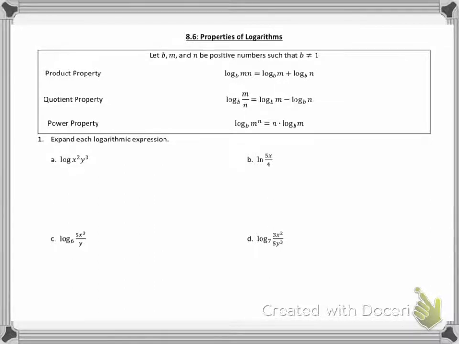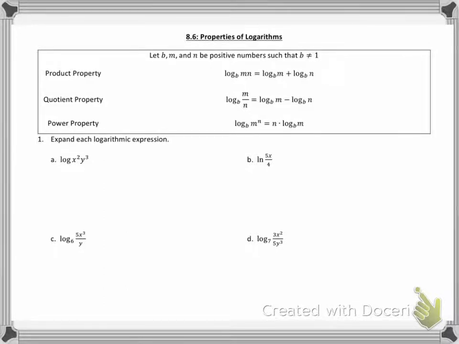So we're going to look at today how to take a logarithmic expression that has variables and figure out how to not only break them apart and expand them, but also go the opposite way, how to take a broken apart logarithmic function and condense it back together. So we're going to look at a couple of properties of logarithms today and show you how that's done. So first thing we're going to look at here are the properties themselves.